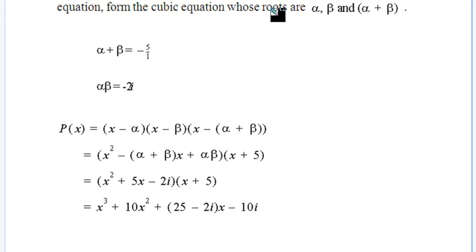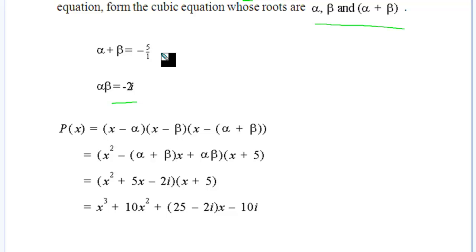So in this one, we've got roots of this equation. Now notice it's got a complex constant there, alpha and beta. So without solving the equation, form a cubic equation whose roots are alpha, beta, and alpha plus beta. So if we're looking at this, we're going to get alpha plus beta is minus 5 on 1, and alpha times beta is minus 2i, because of the sum of the roots and product of the roots of this quadratic.